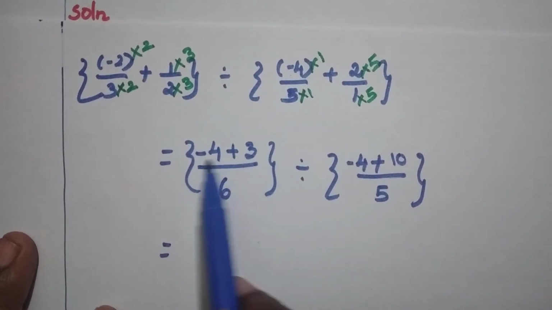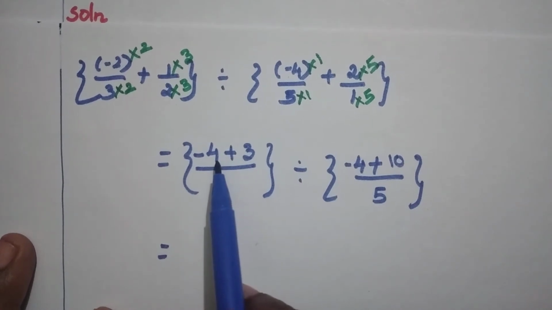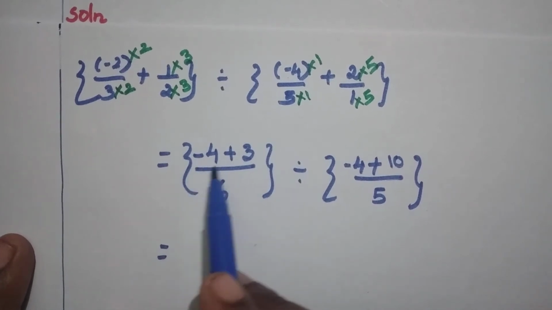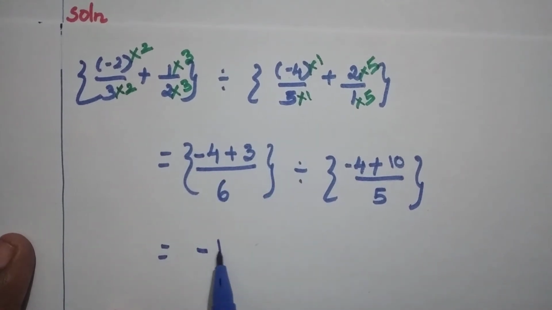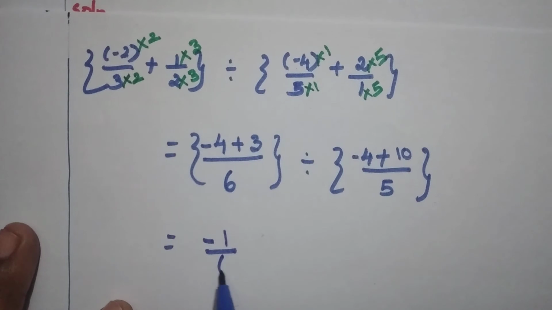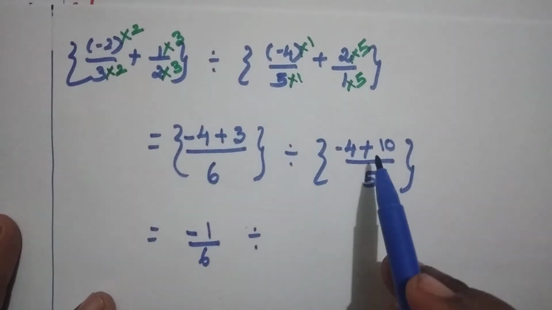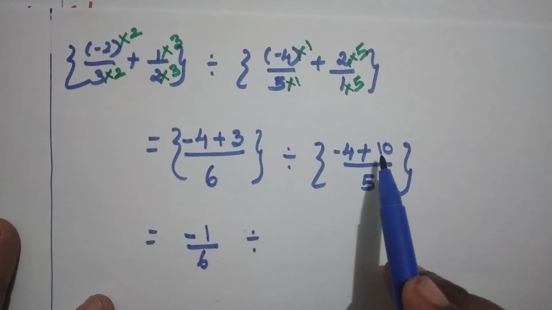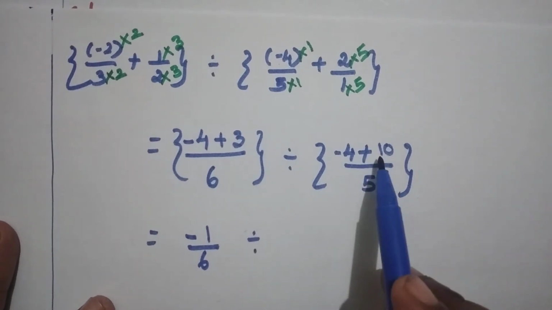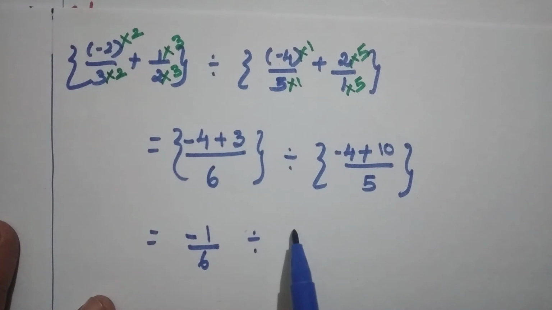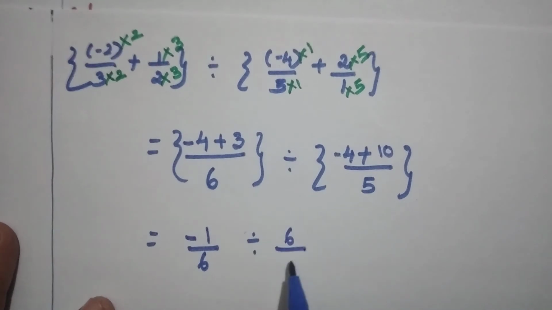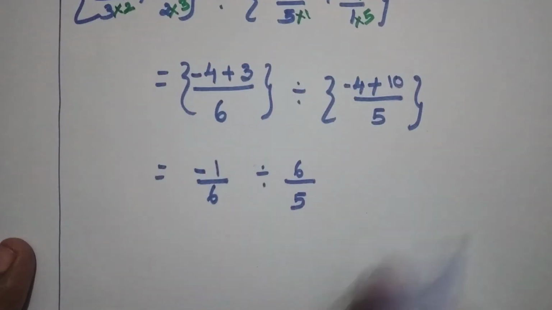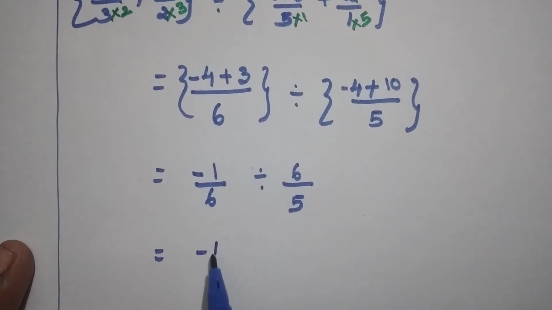Here these two integers are in different signs. So you have to subtract and write the greater number sign. So what's the greater number sign here? It is negative. So minus, the difference between 4 and 3 is 1. So this is minus 1 by 6 divided by, here also these two integers are in different signs. So subtract and write the greater number sign. Here the greater number sign is positive. So this is plus, and the difference between 4 and 10 is 6 divided by 5, which is equal to minus 1 by 6.